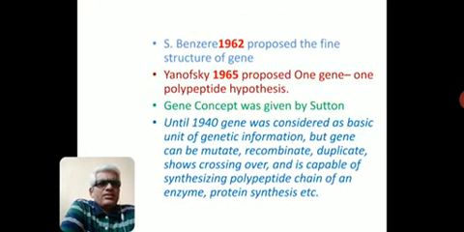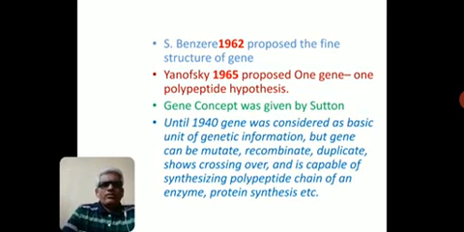Again, in 1962, Benzer proposed the fine structure of the gene. This is the year in which the fine structure of the gene was focused on and localized by Benzer. Later on, the gene concept was elaborated by Sutton, and the work on decoding the structure of genes is going on up till now.